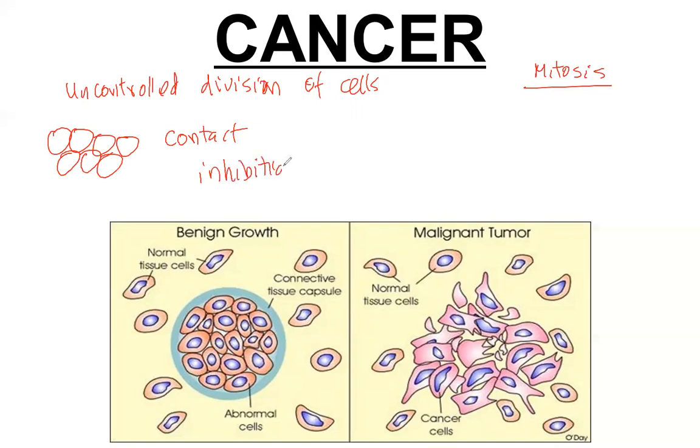What is contact inhibition? When the cells are touching each other, it inhibits uncontrolled growth. But if they are not touching each other, they keep multiplying and increasing quickly. Cancer cells don't have this property, contact inhibition.